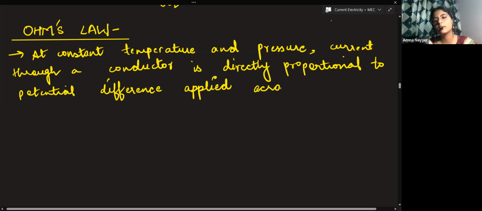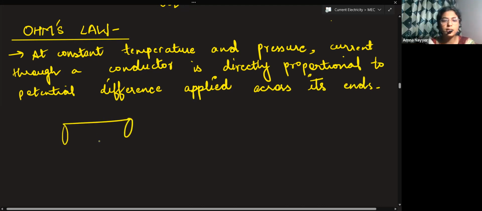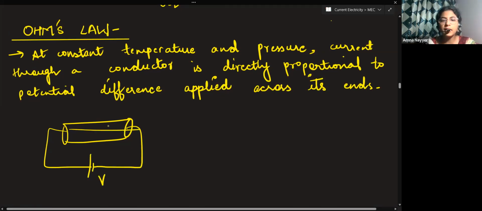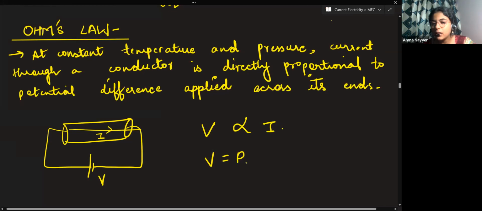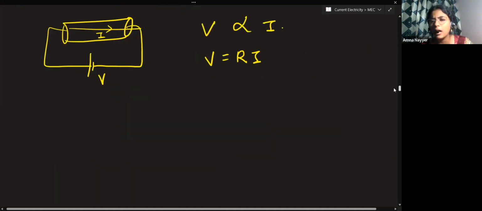Applied across its ends. Means if this is your conductor, V is the potential difference, I amount of current is flowing, then this potential difference is directly proportional to this current. And how do you remove the proportionality sign? You put an equal to with a constant. That's how in mathematics we remove the proportionality sign. So here also you will put an equal to with a constant, not K, we are writing it as R. And this R is what is known as resistance, which you must have heard of.